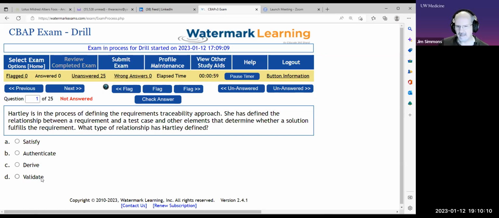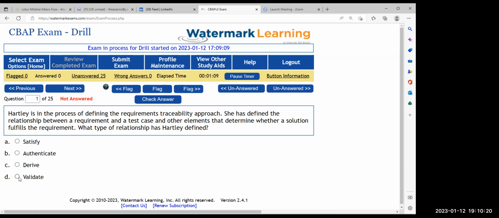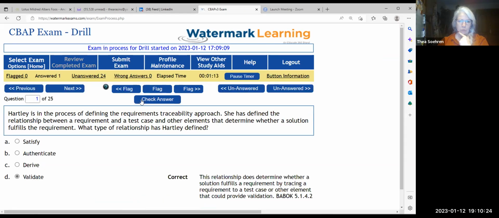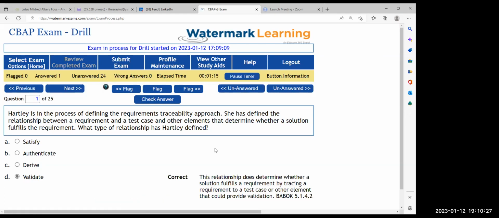I think validate was the first thing that came to mind, because what does testing do? It validates that something's working the way it's supposed to work. I agree. Okay, we've got 2 votes for validate. Let's go ahead and check the answer. If it's wrong, we can learn it.